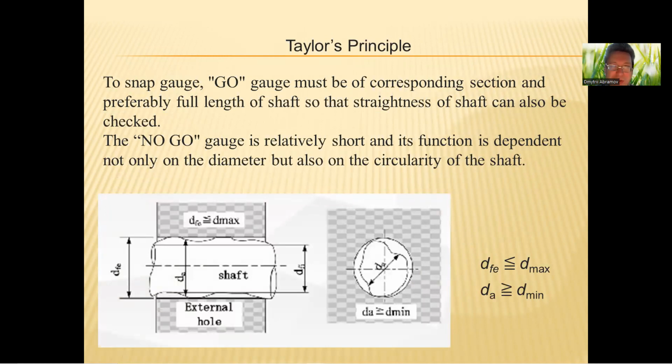To snap gauge, go gauge must be of corresponding section and preferably full length of shaft so that straightness of shaft can also be checked. The no-go gauge is relatively short and its function is dependent not only on the diameter but also on the circularity of the shaft.